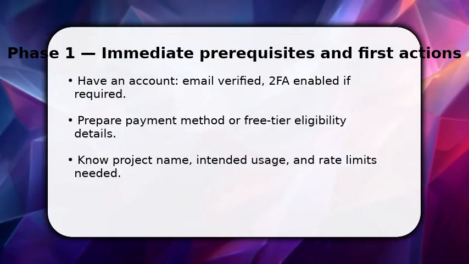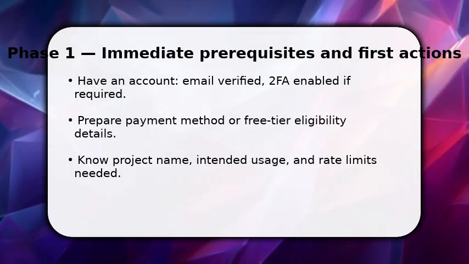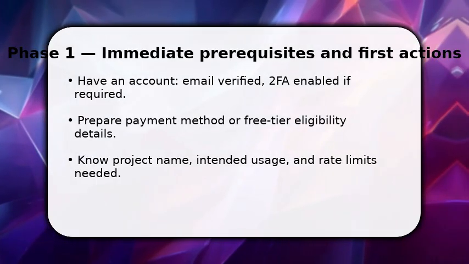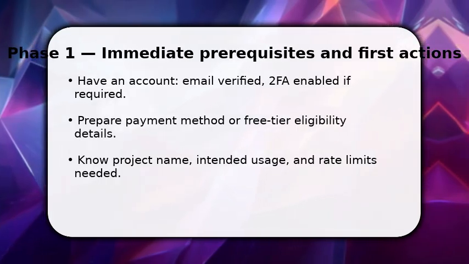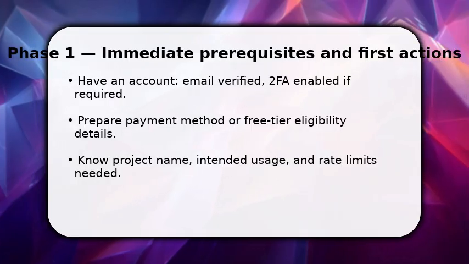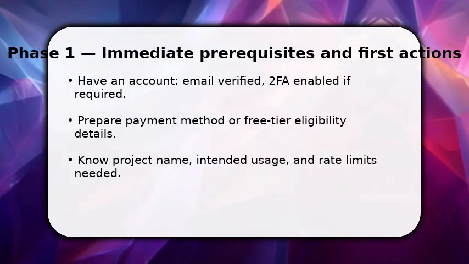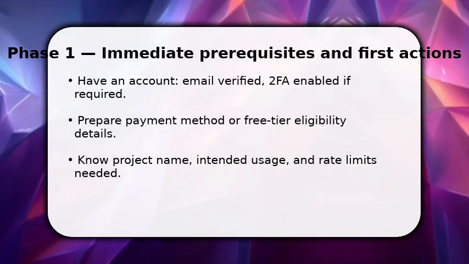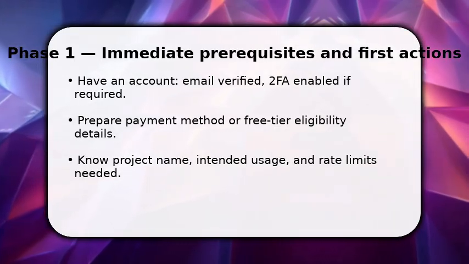You begin by confirming prerequisites: verify your email, enable two-factor authentication, and have a payment method if required. Start the account creation flow now and pick a clear project name so you can track usage. Enter basic organization details. This matters for billing and API quotas. Once done, locate the developer or API section in the dashboard.